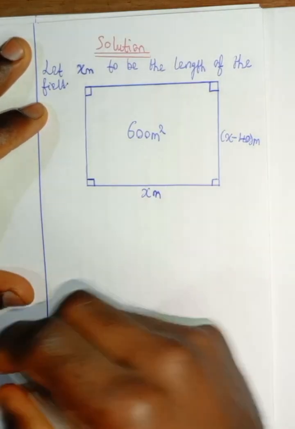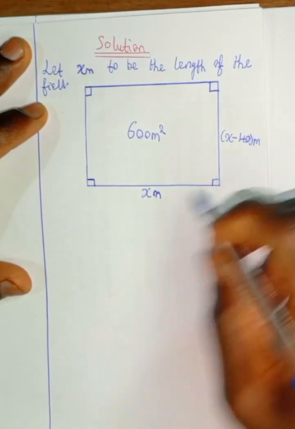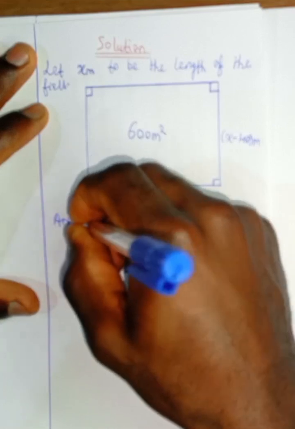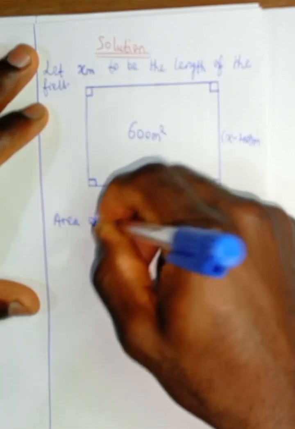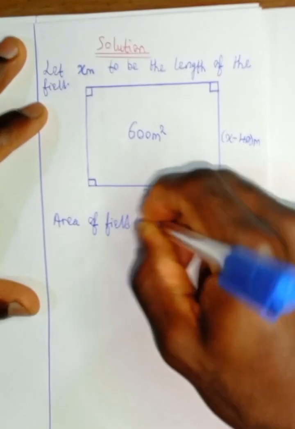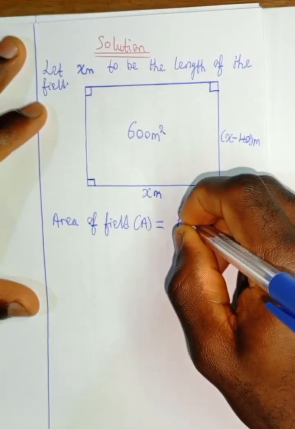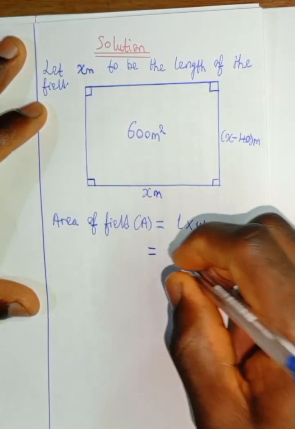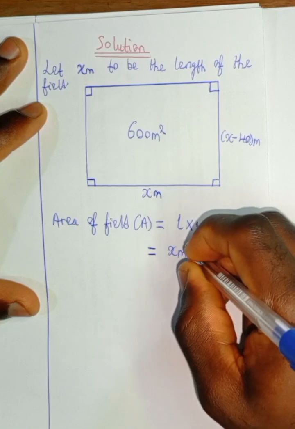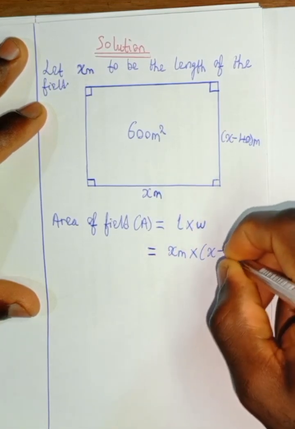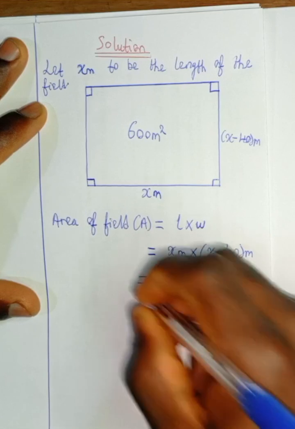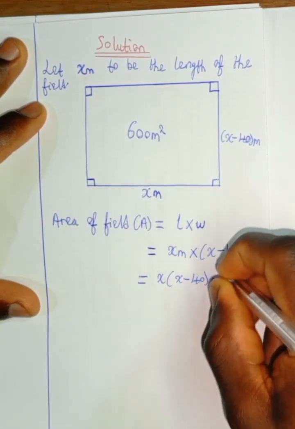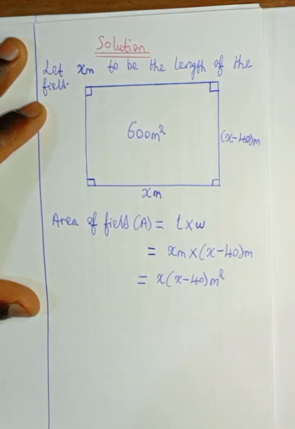First, we know the area of the field. Let's start by writing the calculated area of the field. The calculated area of the field is given by the length times the width, which is x meters times x minus 40 meters. So this will simply give us x times x minus 40, all this in meters squared. Meters times meters gives us meters squared.